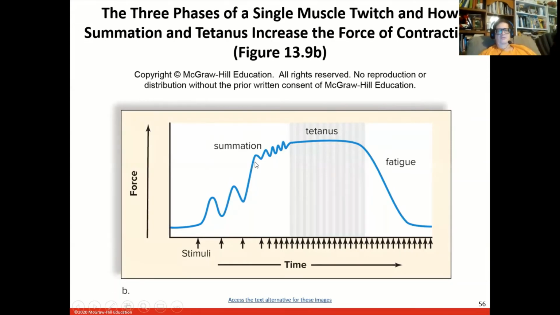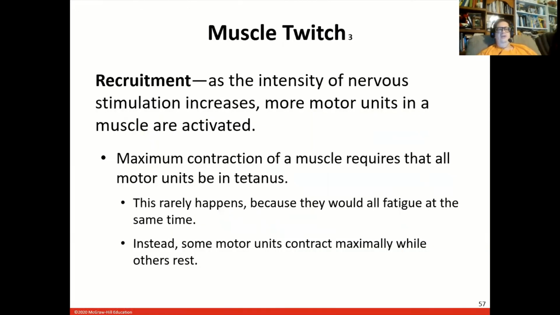And that's what they're talking about with recruitment. It's because you're adding motor units. So as the intensity of the nerve stimulation increases, more motor units in the muscle are activated. That's the recruitment. You're adding more motor units, which means more muscle fibers are contracting. The maximum contraction requires all the motor units, and this usually doesn't happen because they would get tired all at the same time. And we try to avoid that. It says instead, some motor units contract maximally while others rest. That is the tetanus thing that they're talking about.